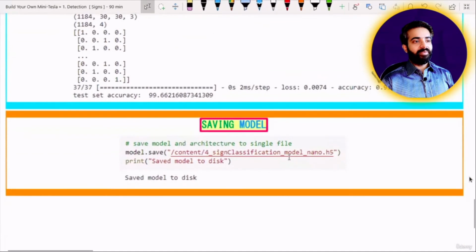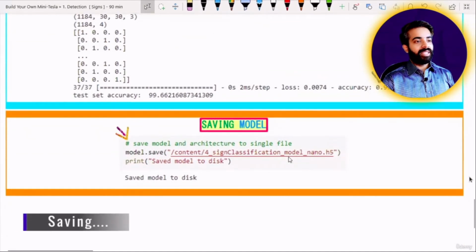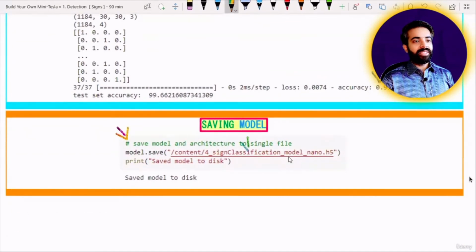So we are ready to save our model for future use. This is done through a function known as model.save, and we provide the directory we want to save into and the extension we want to save with. The extension in Keras is the .h5 extension, and our model is now saved, and we can use it in our sign detection module for the detection or classification of each of the signs in our case.